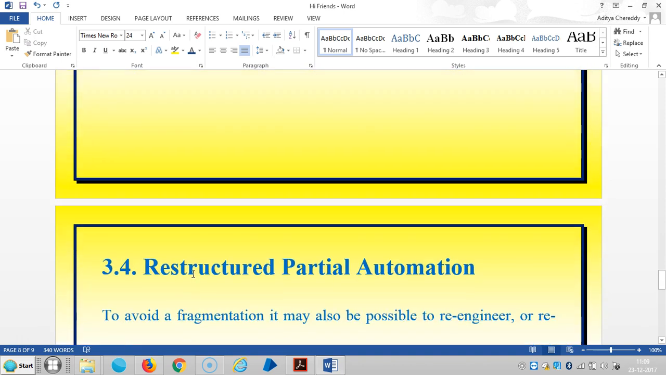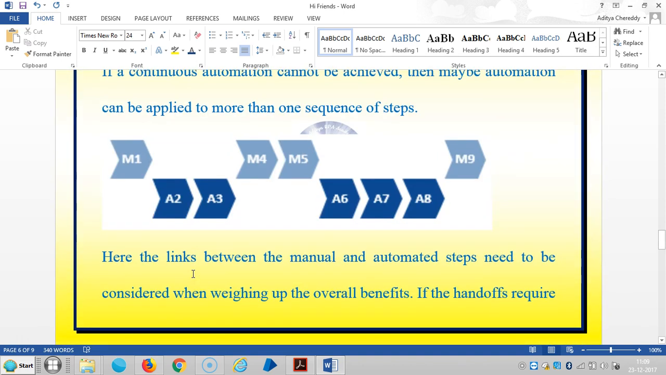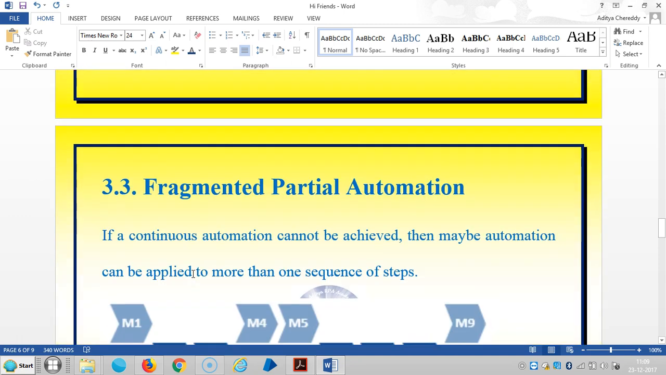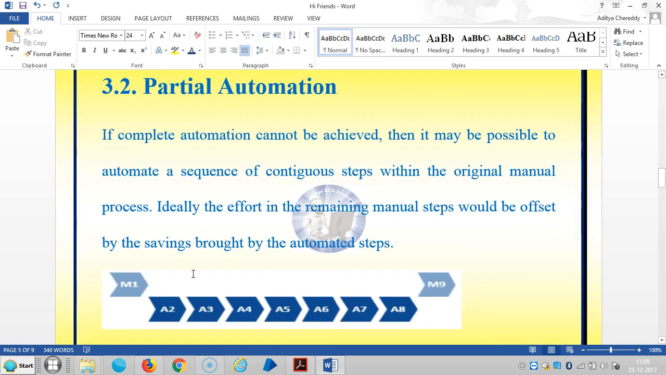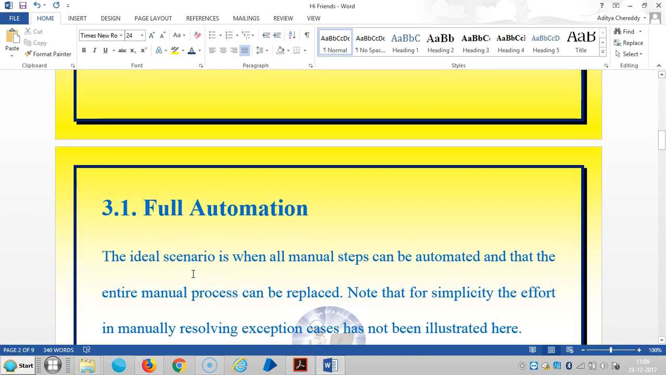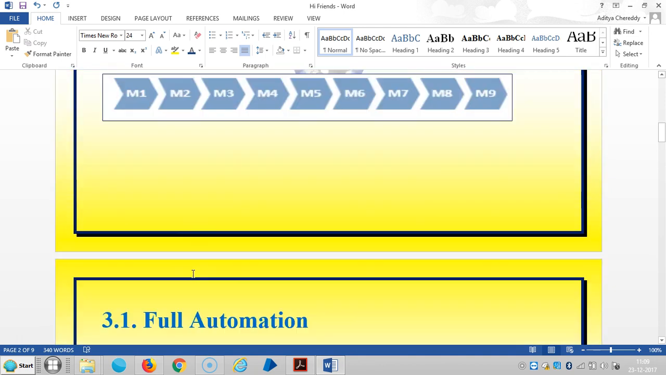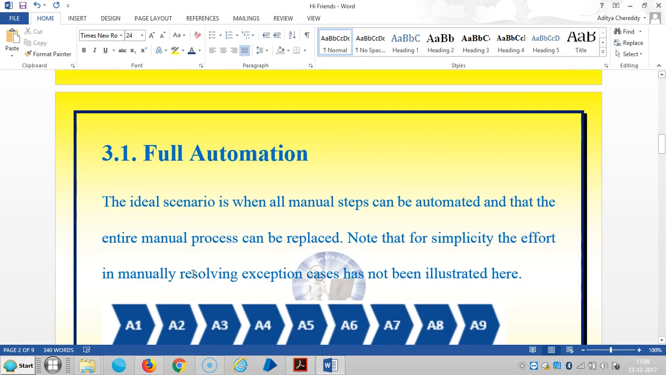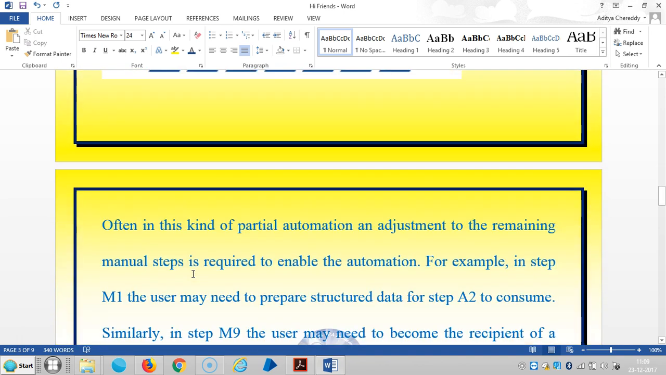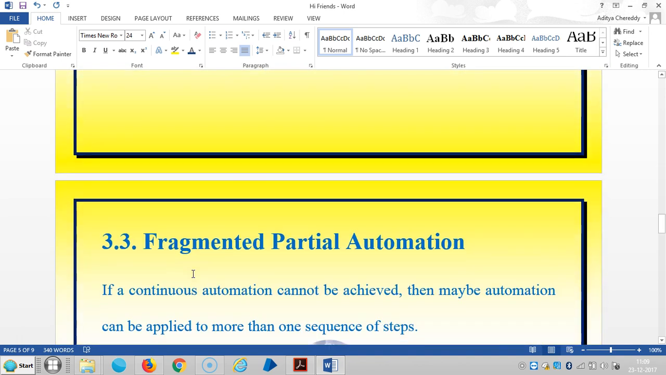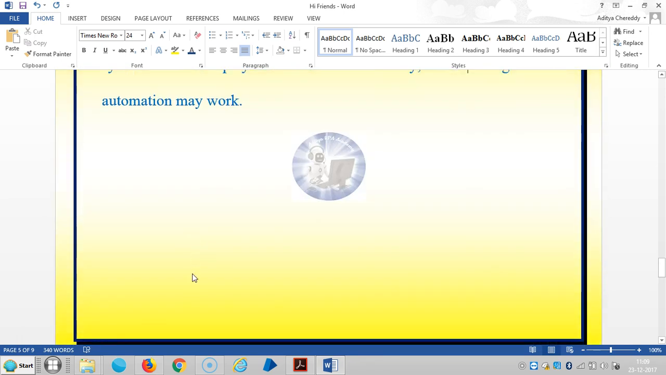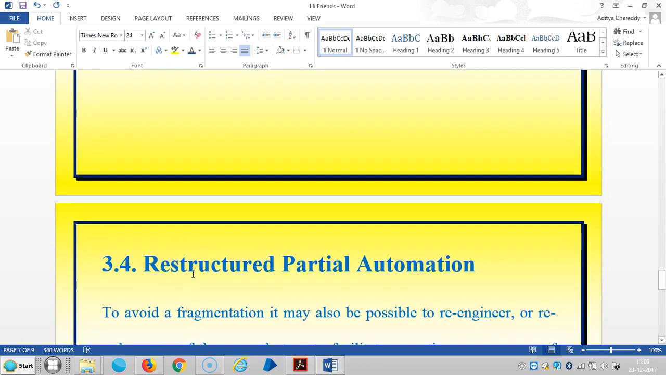Whenever we get documents from the business analyst or SME, we'll get all this information on whether we are going to automate the process with full automation, partial automation, fragmented partial automation, or restructured partial automation.